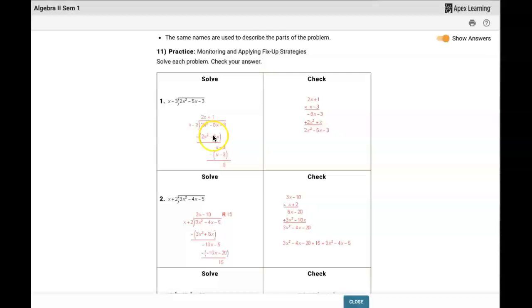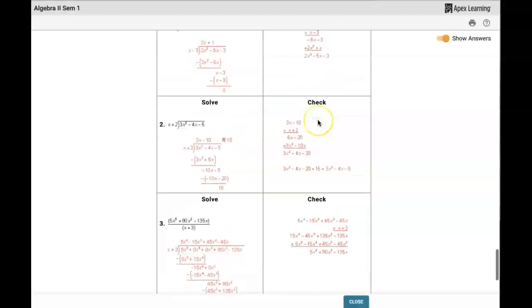Then you subtract everything. Bring down the 3, and then again, ask yourself, how many times does x fit into x? Well, that would be a 1, so it's plus 1. And this one has no remainder. The remainder is 0. What it's saying by check is to check by multiplying them back together. If you multiply them out, then you should get the original expression.